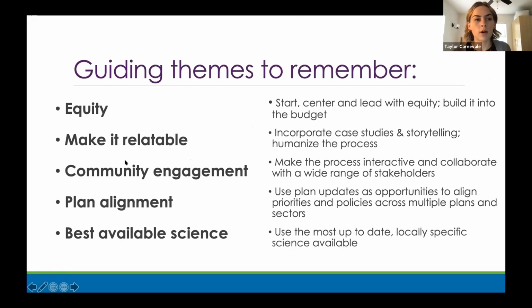And as we've moved throughout this process, there have been guiding themes that we've picked up along the way. So those are equity: start, center, and lead with equity, build it into the budget early on in the climate adaptation process. Make it relatable: incorporate case studies and storytelling, humanize the process, bring it beyond the climate science. Community engagement: make the process interactive and collaborative with a wide range of stakeholders. Plan alignment: use plan updates as opportunities to align priorities and policies across multiple plans and sectors. And best available science: use the most up-to-date, locally specific science available as you move throughout the climate adaptation planning process.